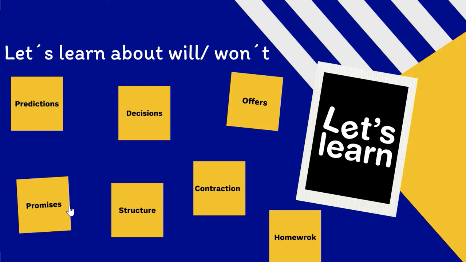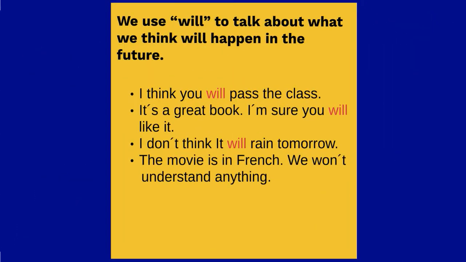In this case, talking about will. So the first one, as I told you, we are going to talk about predictions. We use will to talk about what we think will happen in the future. That is a prediction. We are not sure if the action or the thing that we are saying is going to happen or not, right? That's why we call them predictions.